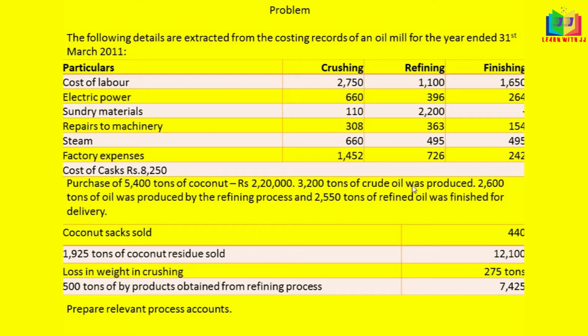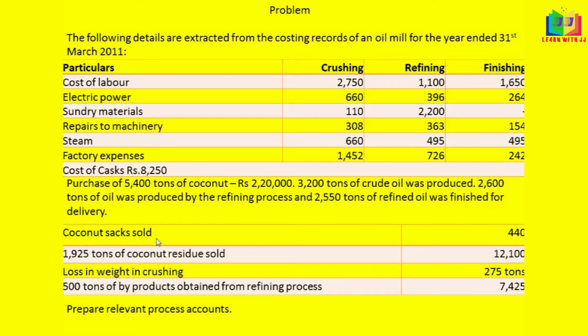3,200 tons of crude oil was produced, and 2,600 tons of oil was produced by the refining process, that is under the second process, and 2,550 tons of refined oil was finished for delivery. Under the third process, the finishing process, we get 2,550 tons. At the end of the first process, the crushing process, we get 3,200 tons of crude oil. Other information was also given regarding this problem.